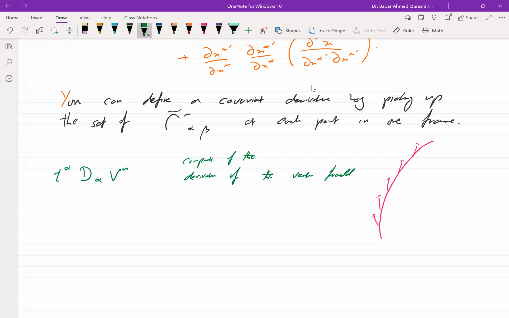Gamma does not depend on the path. Gamma is a vector field. Not a vector field, it's a field. It's defined at each point. This is the whole point, that you are saying that I want to define it in this way, that this object by itself exists at a point, d alpha v mu. It's defined at a point. And it's not defined with reference to any path.